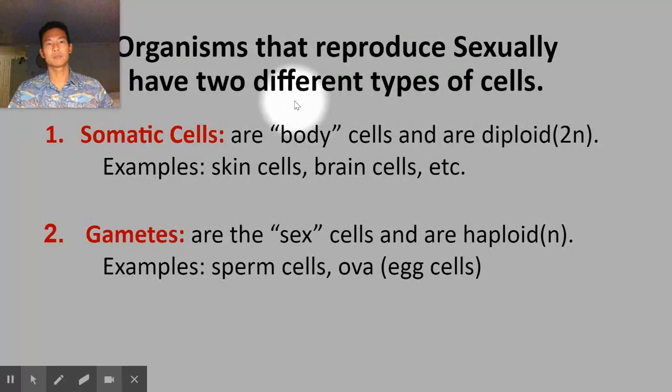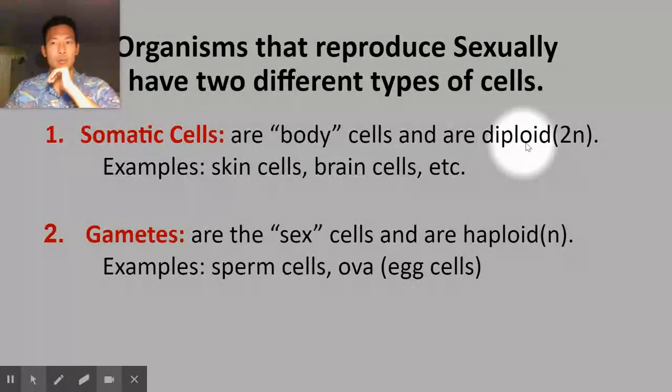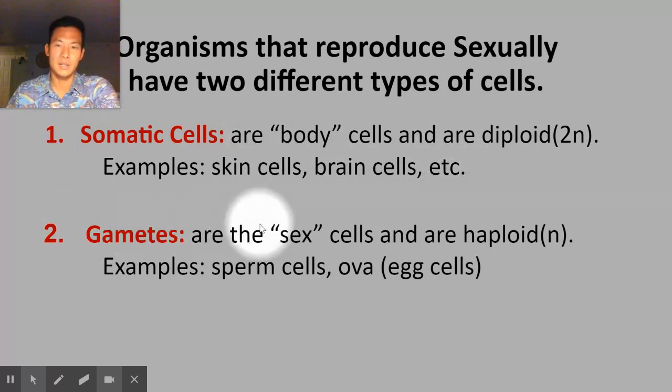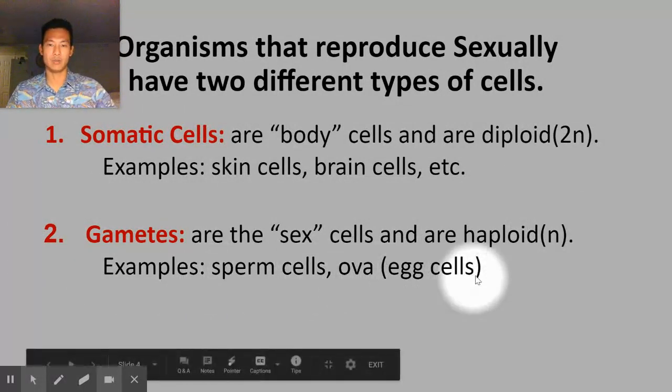Now, sexually reproducing organisms have two kinds of cells within their body. You've got somatic cells, which are your body cells, and they are diploid, or 2n. Examples are all of the cells in your body except for your gametes. Gametes are the sex cells and they are haploid, represented by n. Examples are sperm cells and ova, or egg cells.